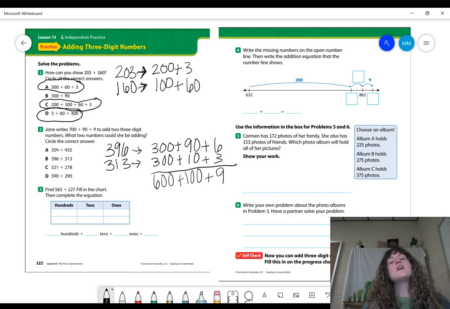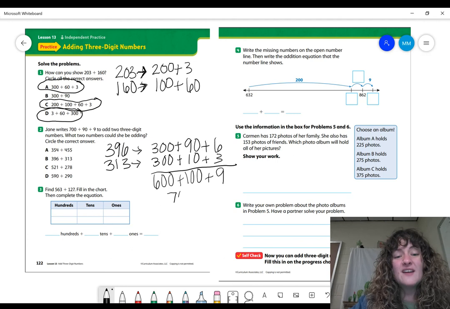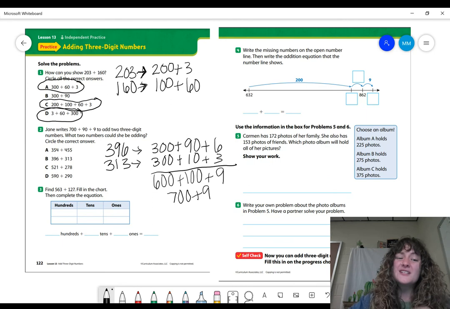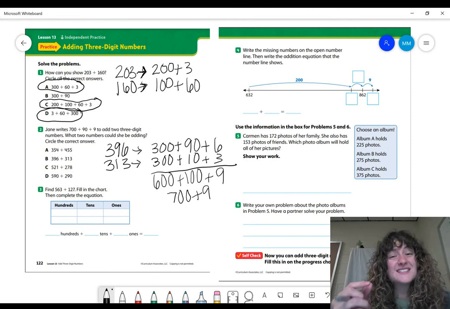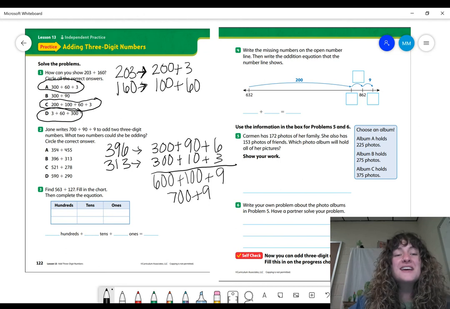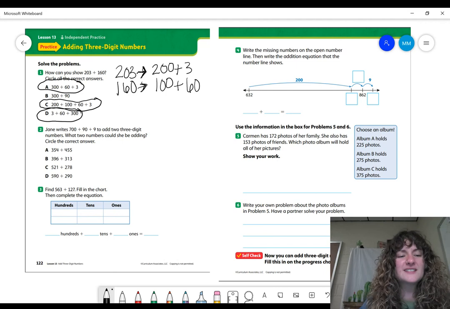All right. So if we put 600 plus 700 plus 100 together, we would have 700, no tens, plus 9 ones. So does letter B show us 700 plus 90 plus 9? Not quite. So these number sentences, these equations are really tricky because we have to pay really close attention to make sure we are getting the correct whole.